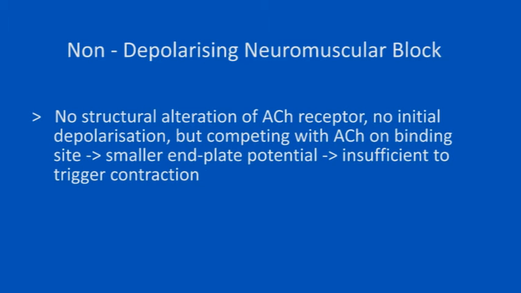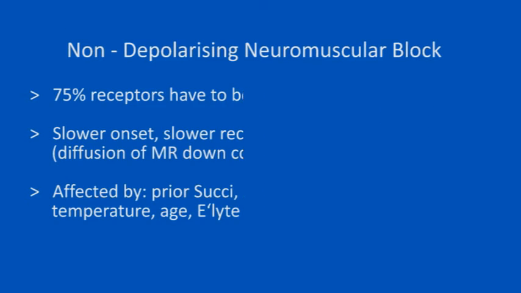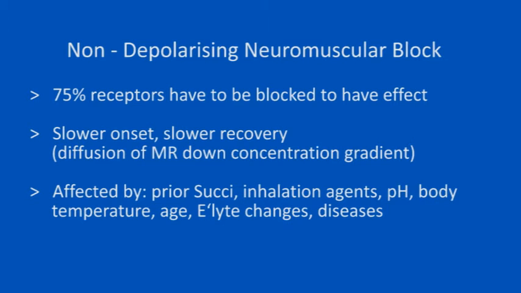During non-depolarizing neuromuscular block, there are no structural alterations in the acetylcholine receptors. Here there is no initial depolarization, but the agent competes with acetylcholine at the binding site. It causes smaller end plate potentials which are insufficient to trigger a contraction. Here we require more than 75% of the receptors to be blocked to have an effect. It is affected by prior succinylcholine, inhalation agents, pH, body temperature, age, electrolyte changes and disease.